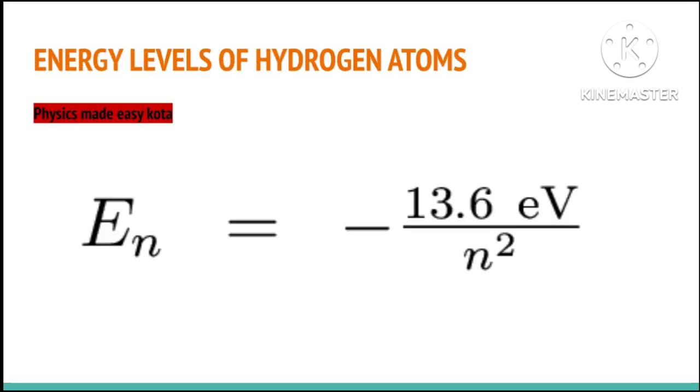So now the next topic, energy levels of the hydrogen atom. The energy of the hydrogen atom in the nth orbit, or the nth energy state, is given by the relation En is equal to minus 13.6 divided by n square in electron volts. Now we are going to calculate the energy for each of the orbits. For that, first of all we consider when n is equal to 1.